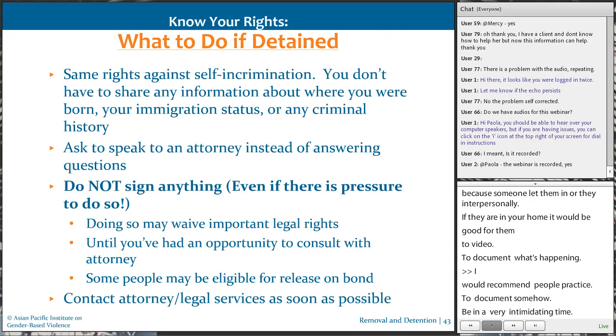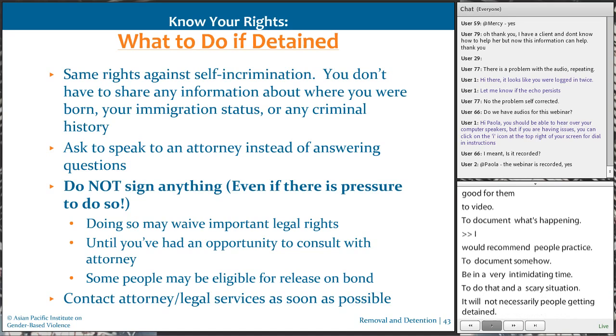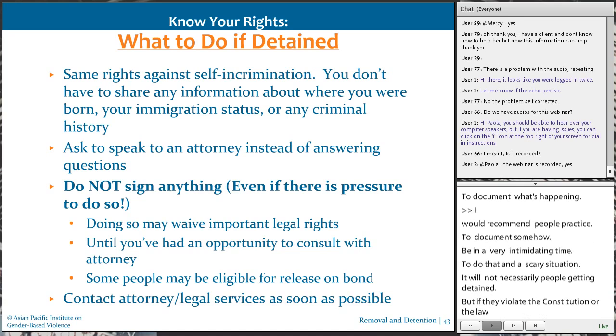We say this knowing it's not necessarily going to stop them from detaining people, arresting them, or physically dragging them out. But to the extent that any of it is documented, if they violate the Constitution or the law in carrying out their duties, that may be a way to have cases thrown out, or the basis of some kind of action against them in the future for having acted outside the boundaries of what the law allows.